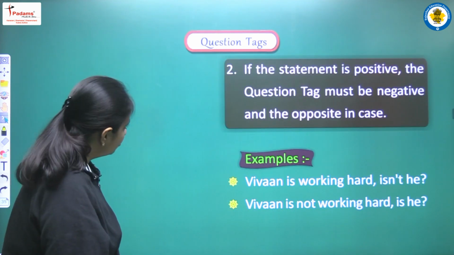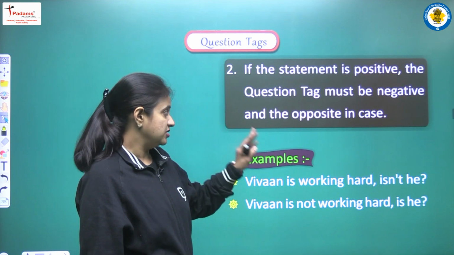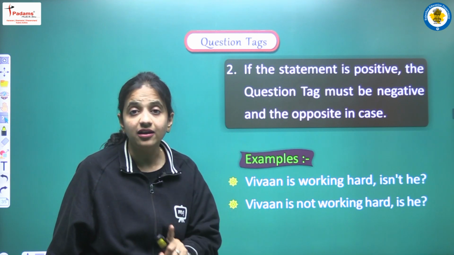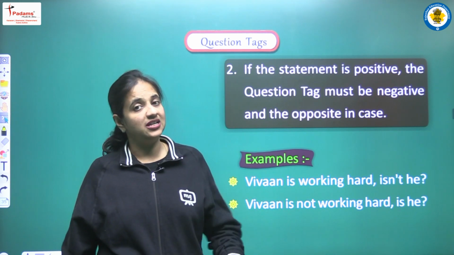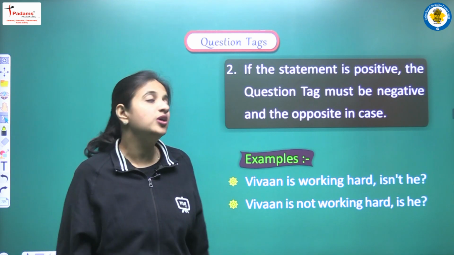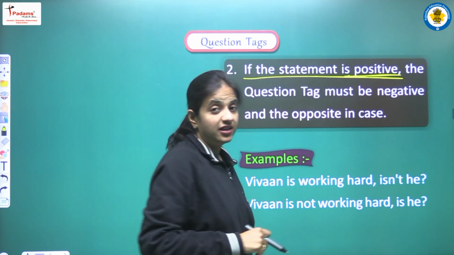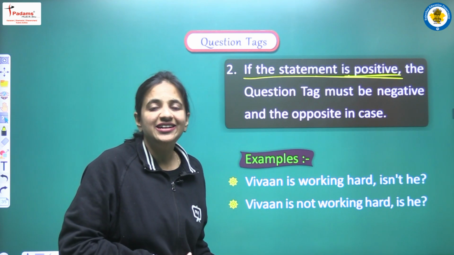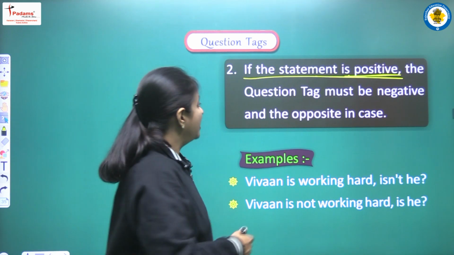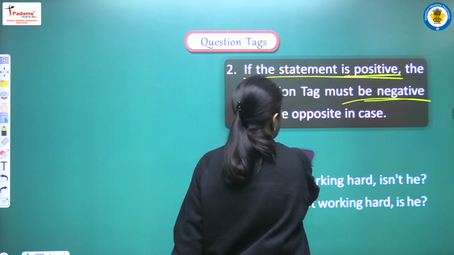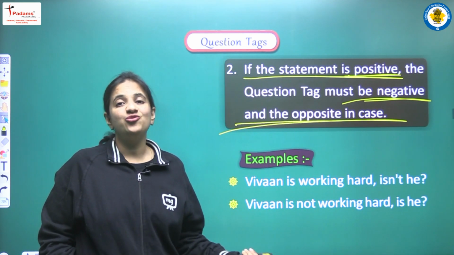Alright. Moving on, now we are having our second point. So let's see. If the statement is positive, the question tag must be negative, and the opposite in case. So yes, this is also the rule that we have discussed so many times in the previous video also. And according to this rule, if the statement that is given to us is positive, then the question tag that we are framing, or we can say adding to that statement, will be negative. And the opposite in case, it means that if the statement is negative, then the question tag will be positive.